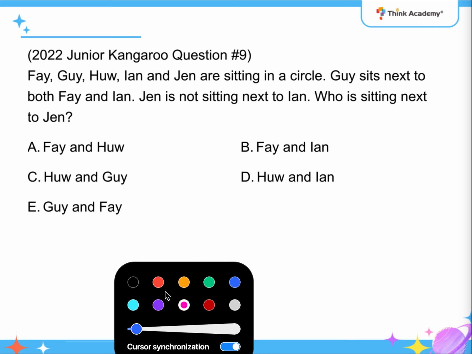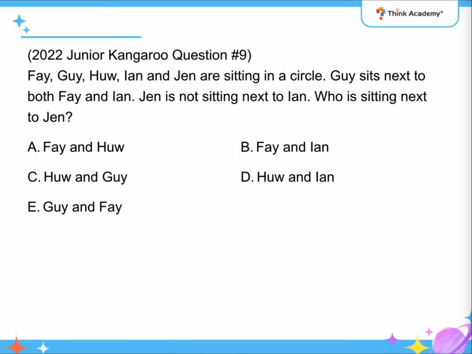As for question number 9, it says that Fei, Guy, Hu, In, and Jen, so F, G, H, I, J, are sitting in a circle. G is sitting next to F and I. J is not next to I, but there are only 2 places left now. So this is J and this is going to be H. So who is sitting next to J is F and H. So the answer is A.